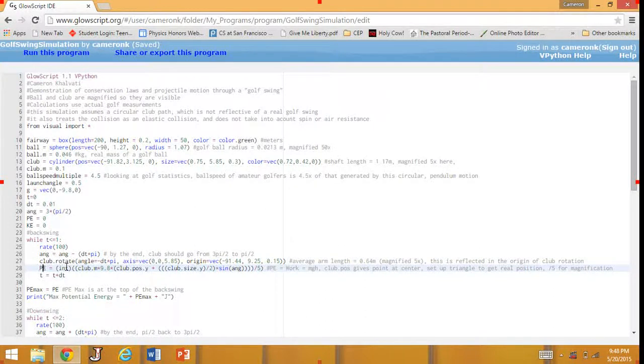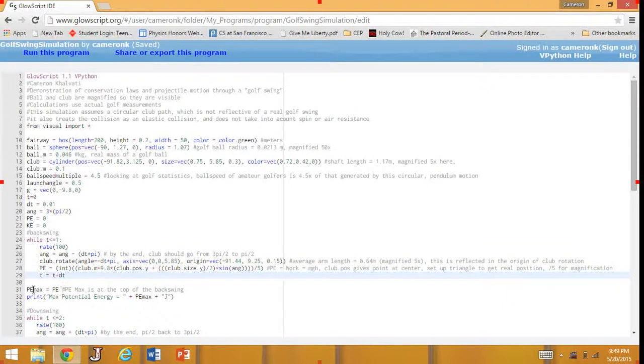I'm also keeping track of potential energy. Potential energy is mgh in this case, so the mass of the club times g times the position of y. But position of y calculates the position of the center of the club, and so it doesn't take into account the full size of the club. And since the club head's at the bottom, you need to take into account the full size. So just some simple trig using a triangle to calculate the portion of the club above the center.